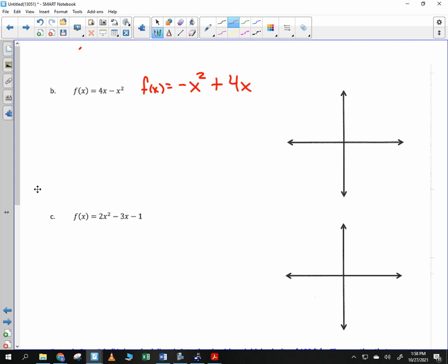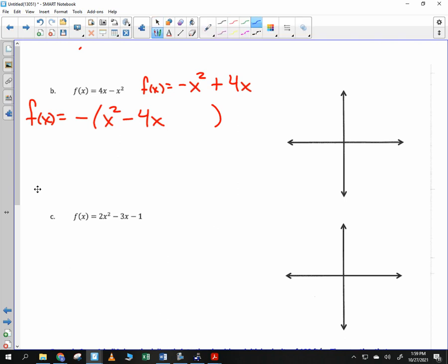We do have a slight problem. Anybody know what I'm going to do with the negative? I'm going to factor it out. Yeah, so I have f of x is equal to a negative, parentheses, and then what do I have left? x squared minus 4x. Excellent work.